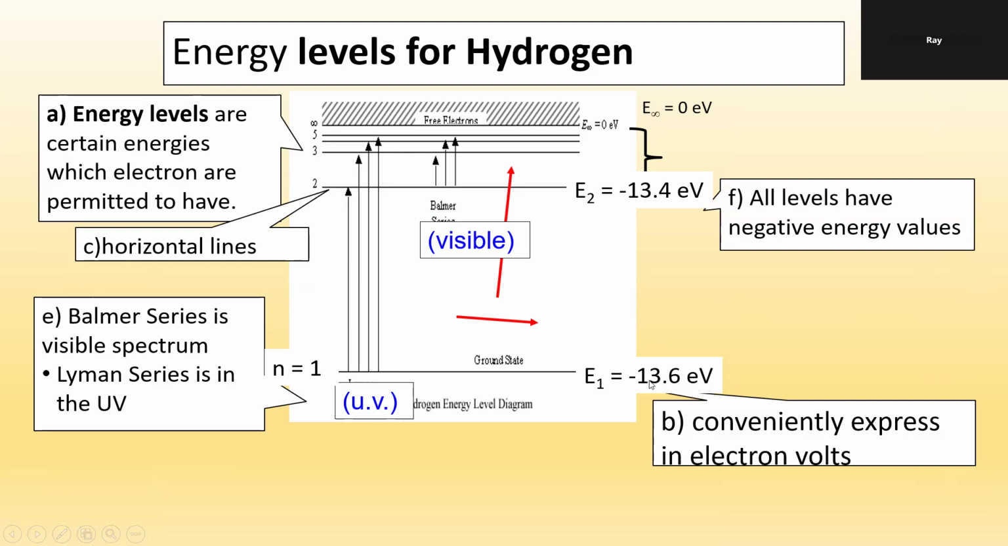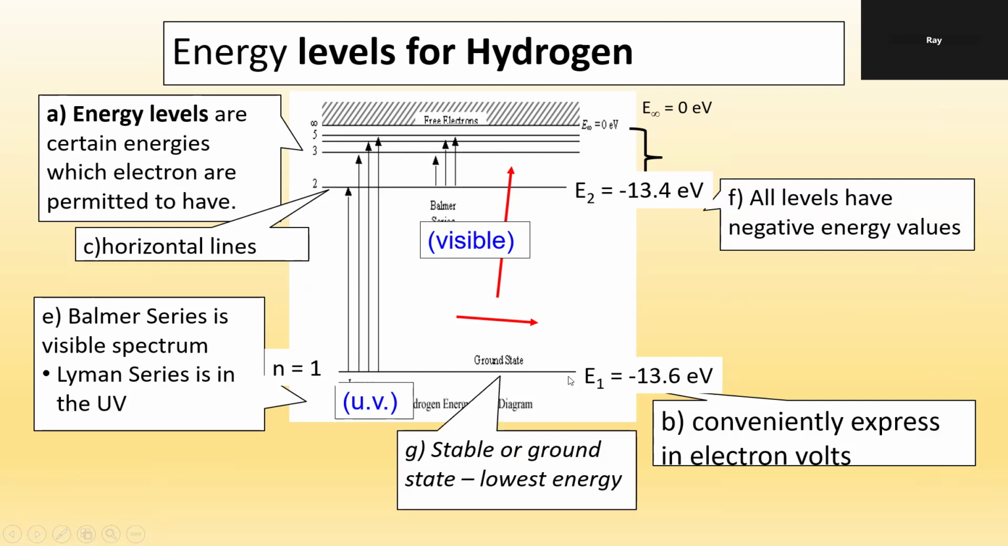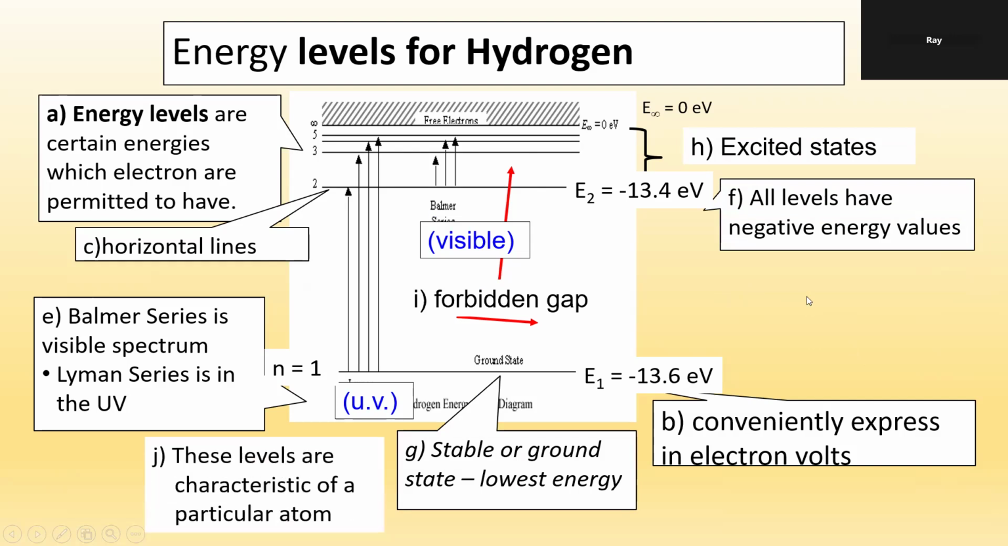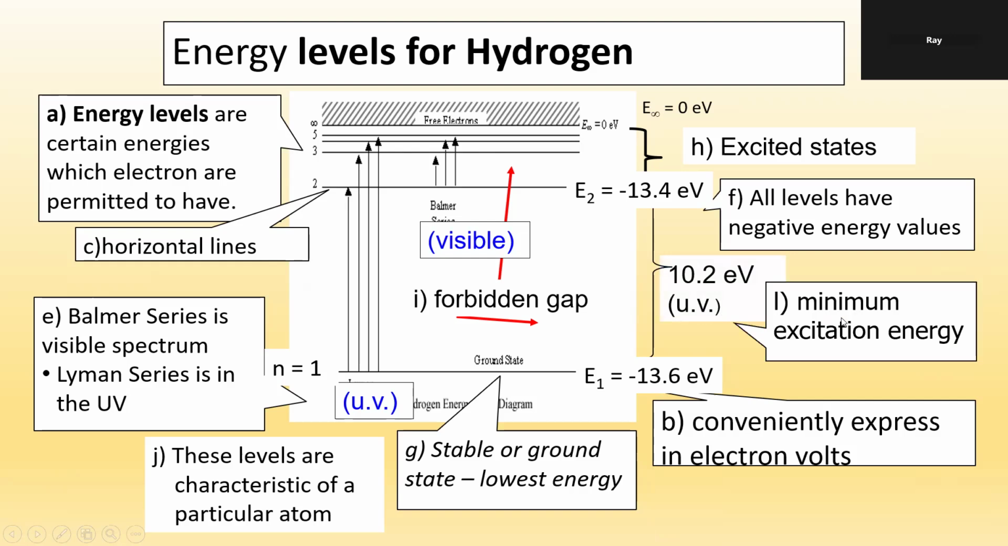The lowest state is called the ground state, or stable state, the lowest energy. All these are excited states, all greater than E1. This is a forbidden gap. These levels are characteristic of a particular atom. This is for hydrogen only. Okay. Minimum excitation energy is 10.2 to go from the ground state to the first energy state.